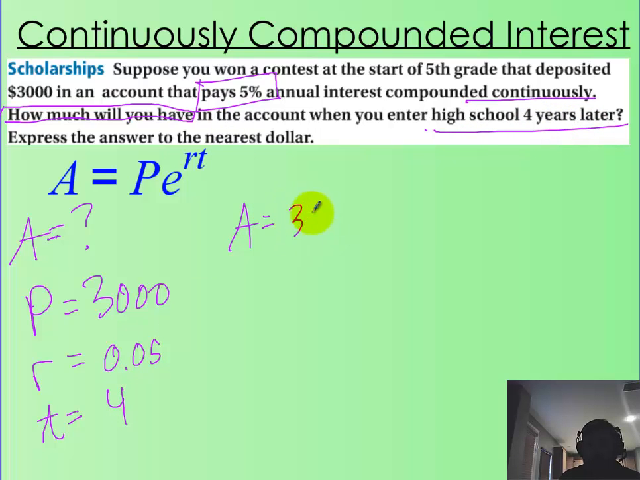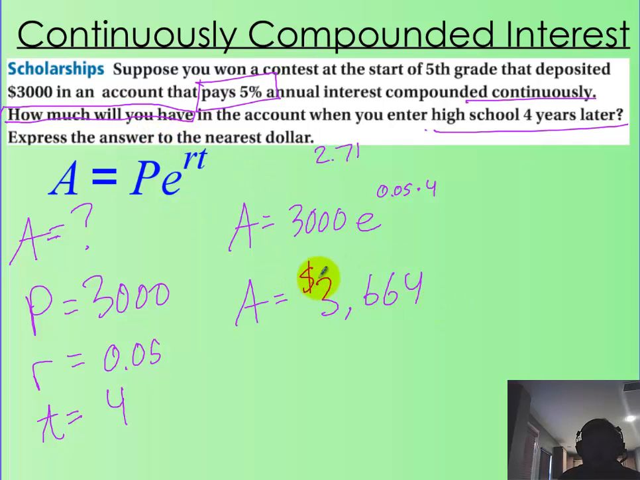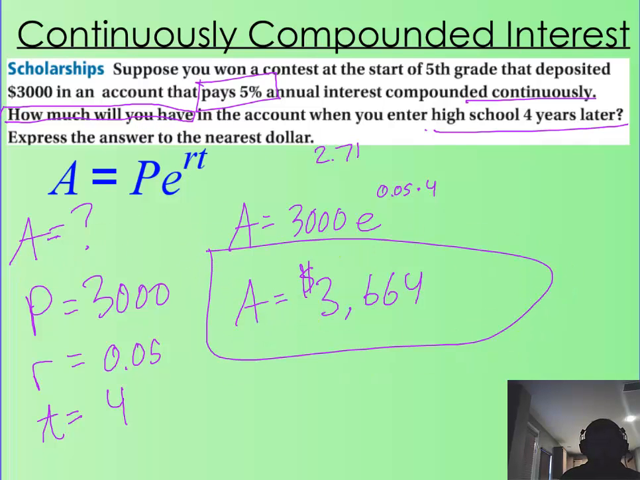Your A is going to equal 3,000 times e to the 0.05 times 4. So you plug those into your calculator, and I'm sorry if you don't have one, but I'm plugging those in. And make sure if you don't have a calculator with e, you write 2.71. What you come out with is the amount you have in the account, $3,664.21, but rounded to the nearest dollar it's $3,664. There you go.